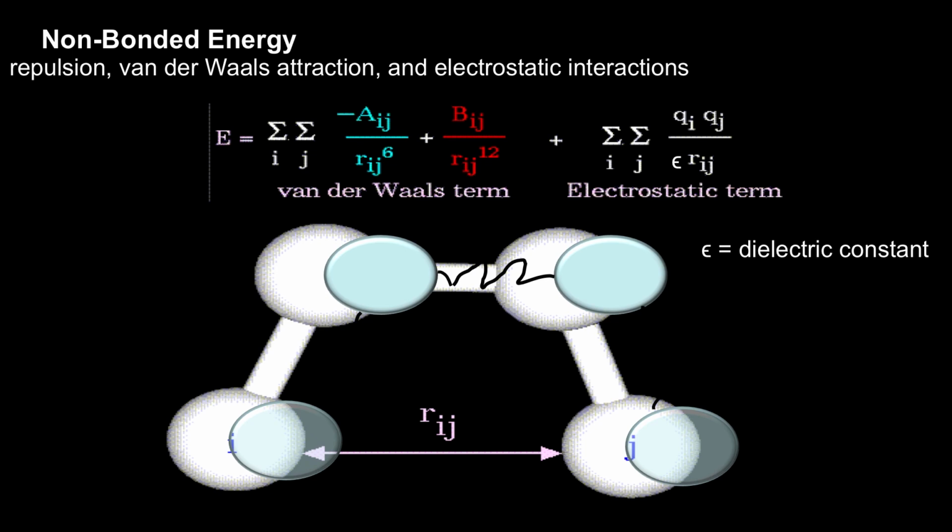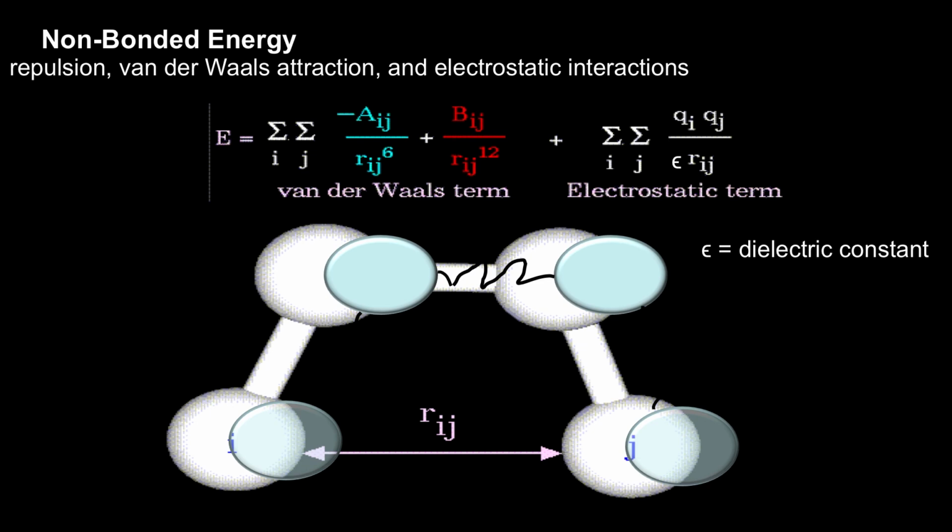Then we have non-bonded interactions, and the important ones, van der Waals and electrostatic. What is electrostatic? Imagine there is a charge on this atom Qi, there is a charge on this atom Qj, Qi Qj by distance Rij, that is the electrostatic term. And the van der Waals term looks like this: Aij by Rij raised to the power 6 plus Bij by Rij raised to the power 12.